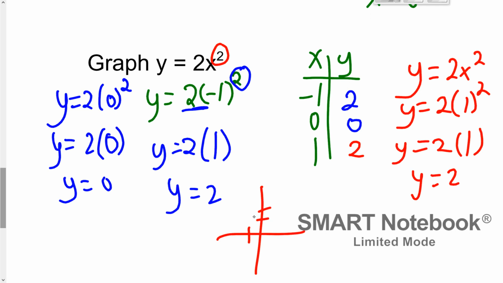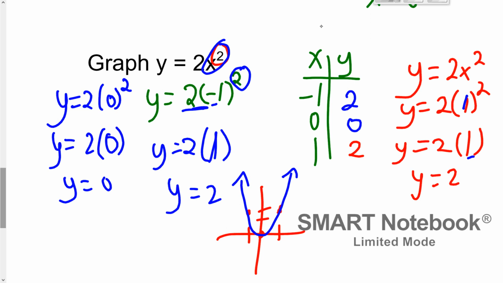-1, 2, 0, 0, and +1, 2. Now this one's not a V, it's actually U-shaped, so it kind of goes down like that. It kind of looks like an absolute value. Absolute value is distance from 0, so it's always positive. But here we're squaring, which always makes something positive, right? Negative squared is a positive, and a positive squared is a positive. So it's kind of like absolute value, but it's a little curvy. It's U-shaped instead of a V.